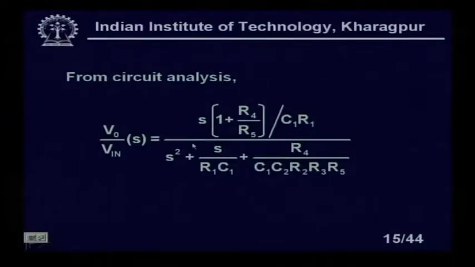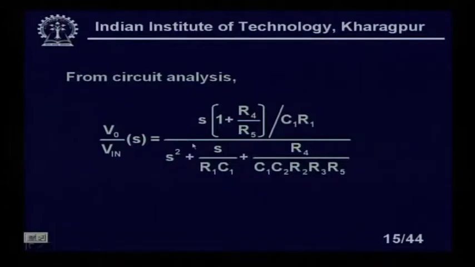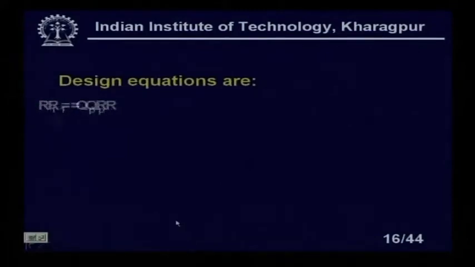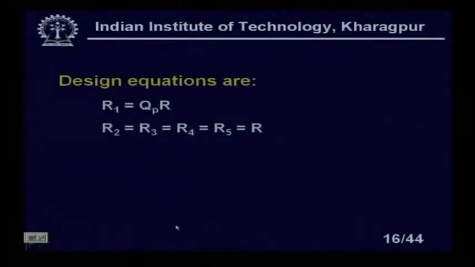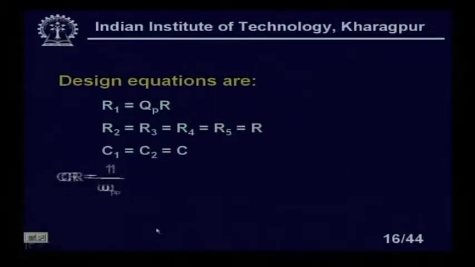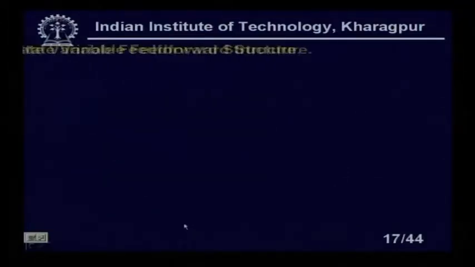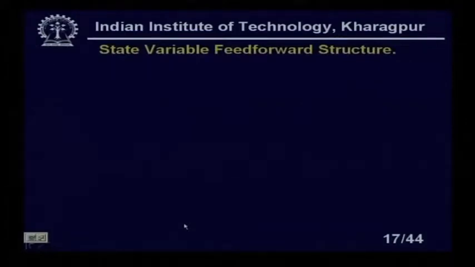Obviously, you can see here there is a single zero at the origin and 2 complex conjugate poles. So, V naught by V in S equal to S times 1 plus R 4 by R 5 upon C 1 R 1, S square upon S square plus S upon R 1 C 1 plus R 4 upon C 1 C 2 R 2 R 3 R 5, right. And the design equations look like this: R 1 equal to Q P R, R 2, R 3, R 4, R 5 equal to R, C 1 equal to C 2 equal to C, and C R equal to 1 by omega p.